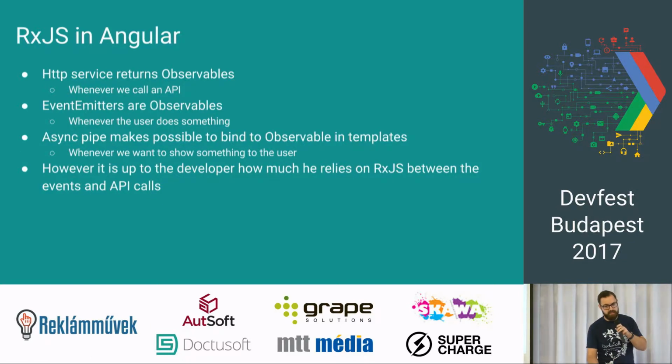Angular event emitters are basically observables. If you want to show an observable, you can bind to it in your templates with an async pipe. So basically, if a user does something, if you send an API request, or if you want to show something, so basically everywhere you can use RxJS in Angular. But it's not mandatory, so you choose how much you rely on RxJS.